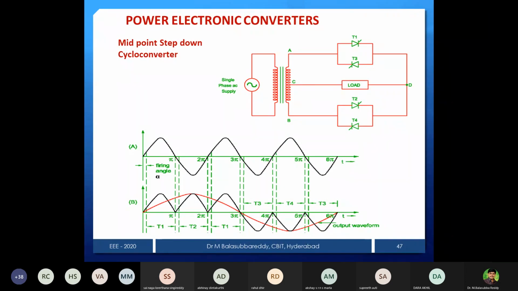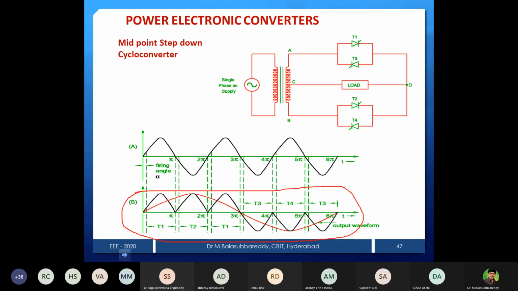Anybody can observe the waveform, forget about the operation. By seeing the output waveform, the red line is your output voltage waveform. I am taking the average, I am getting this way. There are 3 positive half cycles and 3 negative half cycles in the output.